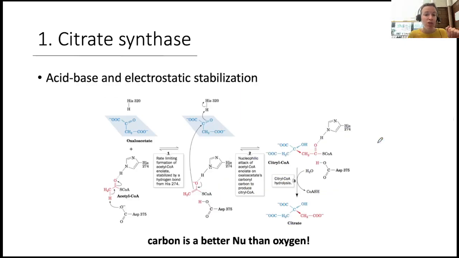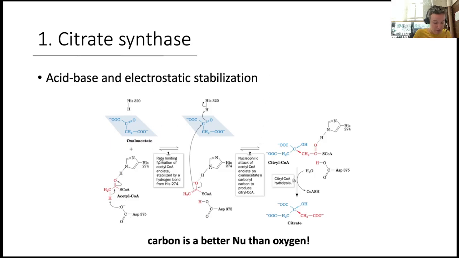I'm showing you the actual reaction on this page because it's interesting to look at, and there are similarities that I want us to look for. Remember, we don't need to be memorizing these mechanisms or reactions. I'm pointing out similarities so that we can understand big picture ideas here. You're going to see both acid-base catalysis and some electrostatic stabilization.